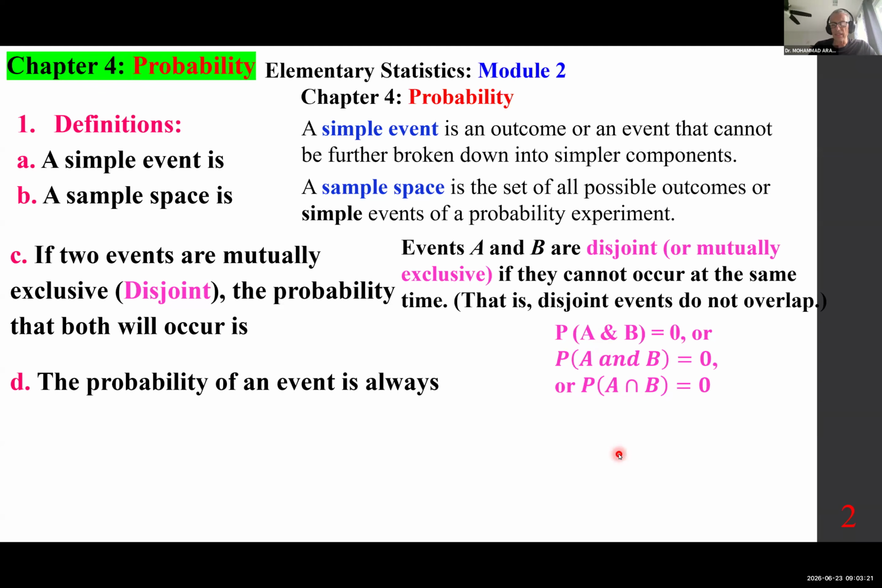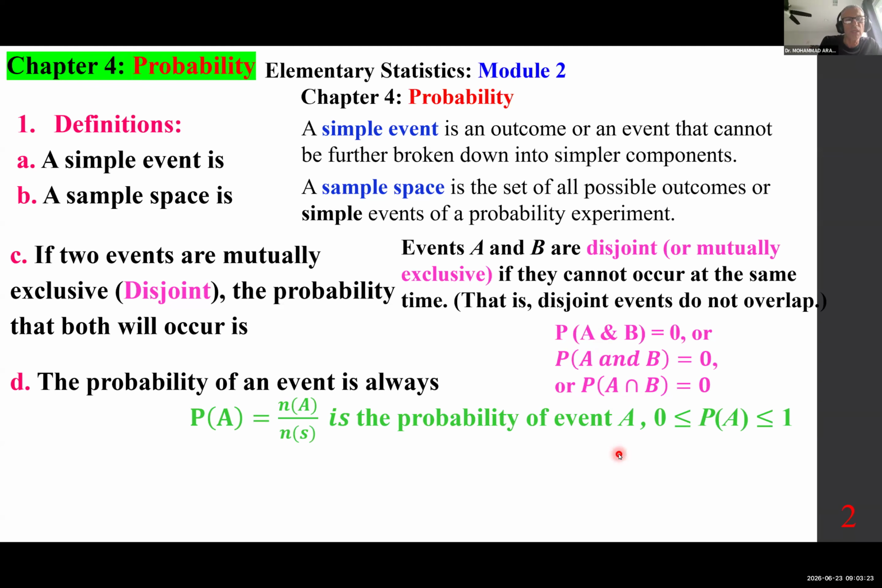The probability of an event is always between 0 and 1. P of A, the probability of event A, is N of A over N of S. N of S is the number representing the sample space, N of A is the number representing the event of interest. This probability is always between 0 and 1 inclusive. Can it be 0? Yes. Can it be 1? Yes. It can't be negative. It can't be larger than 1.